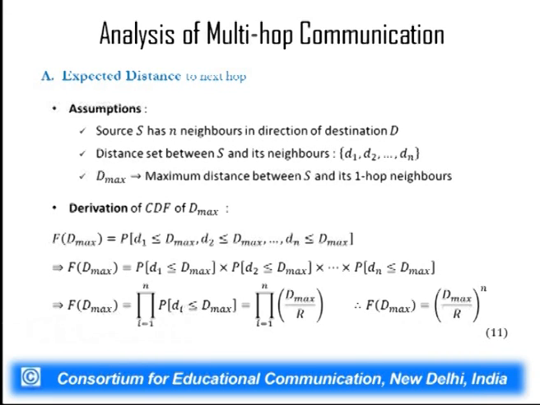Now once we have the maximum distance, we will find the CDF of Dmax, the cumulative distribution function. How do we find it? It's a collection of all those values that are less than Dmax. We are bunching up all those values that are less than the maximum value of the distance. Then we take the product of all these values, and as you can see in equation 11, we get a nicely simplified version of F of Dmax, and it is Dmax divided by R, where R is the radius of the homogeneous cell, raised to the power n, and small n is the size of the neighbor set, how many neighbors a particular node S has.